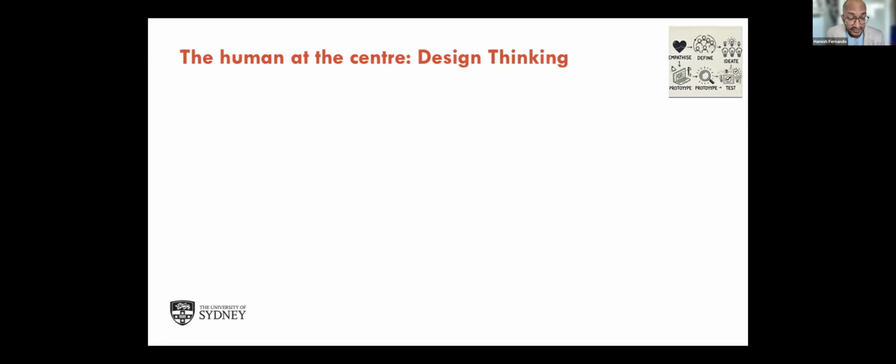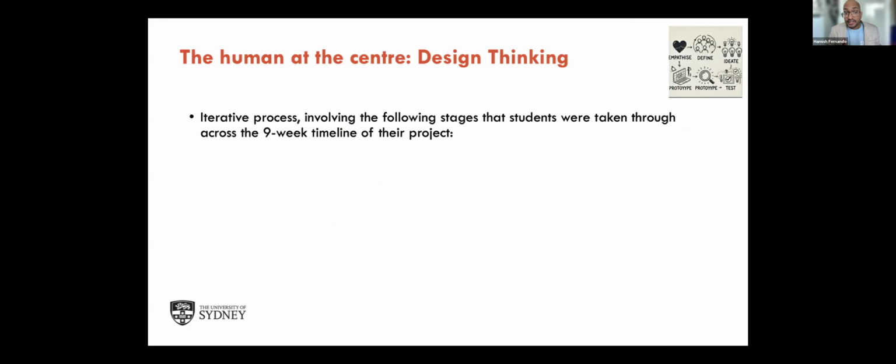All right. So the first thing that we implemented here is a design thinking process. A design thinking process is a way of approaching project work, innovation, product design with the human at the center, with the user needs at the center. So with regard to this assessment, the design thinking in this case was an iterative process. It always is. You can go back and forth between the different stages. So across the 9-week timeline of their project, they were introduced to these different stages, and they were taken through that process step by step.